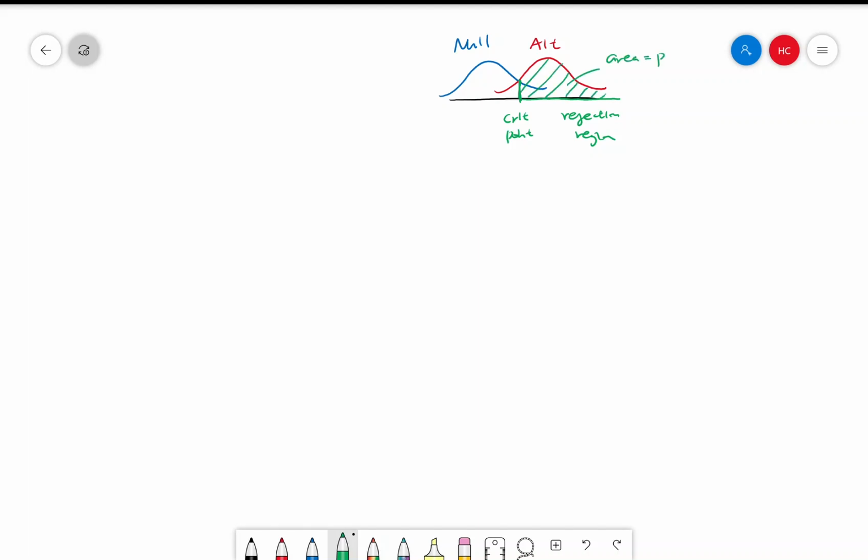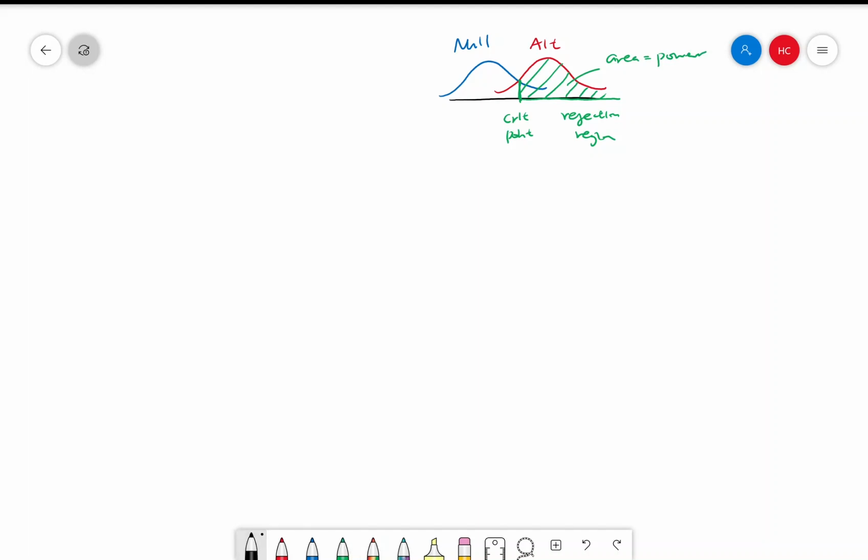All right, so let's first recall quickly what power is. When you have the null distribution and the alternate distribution, to calculate power, you first find the critical point. Outside the critical point is the rejection region. And the power is the area under the alternate distribution within the rejection region. So the area of this part is the power.